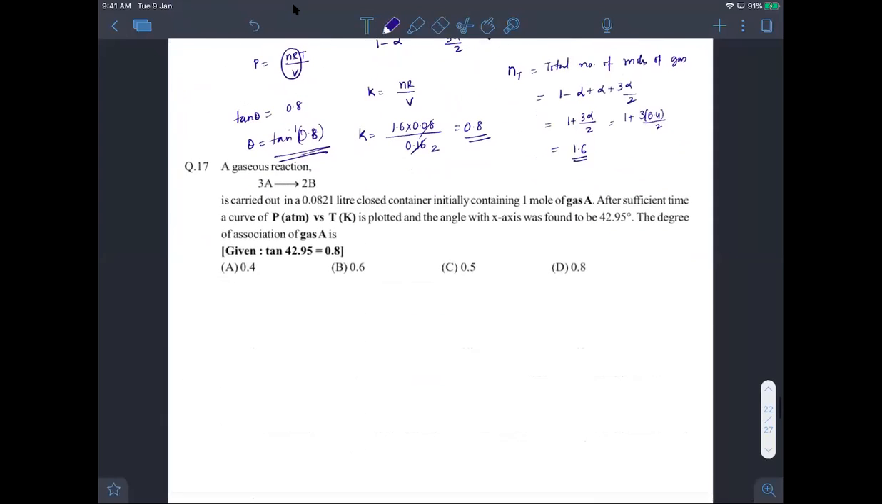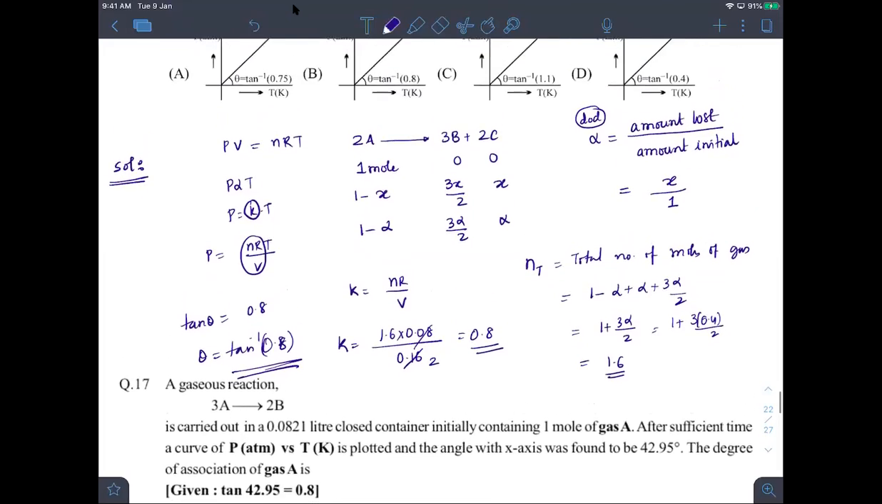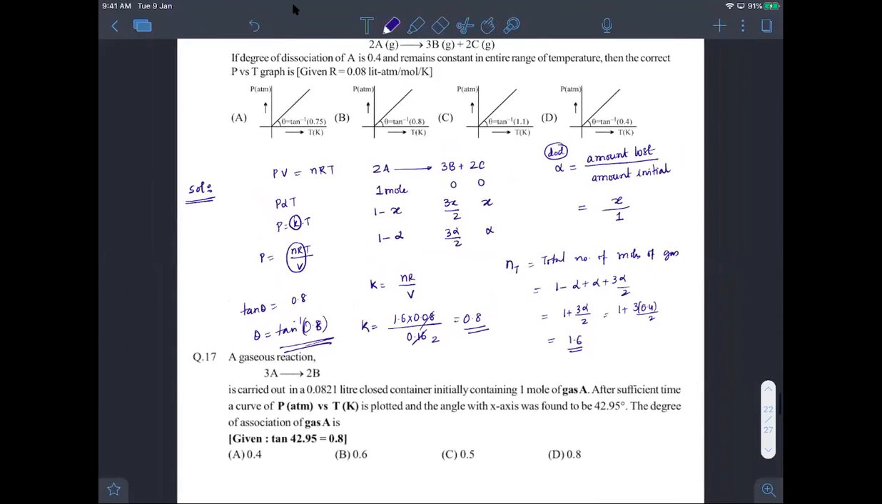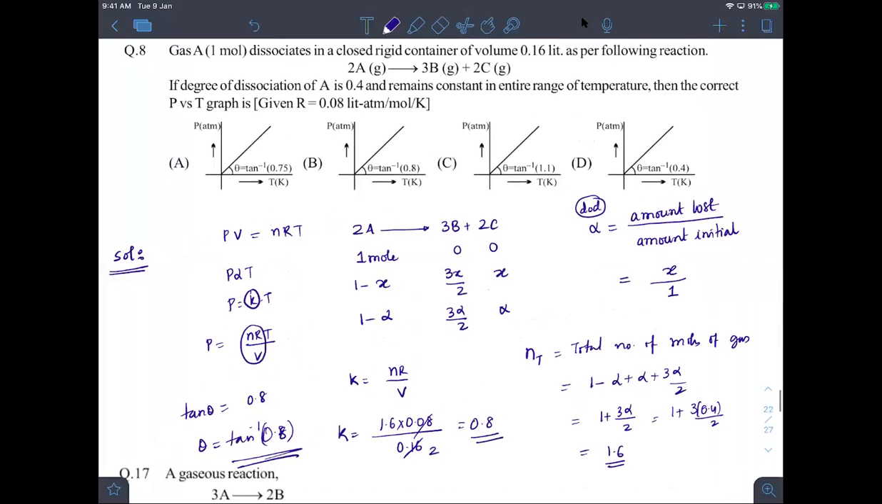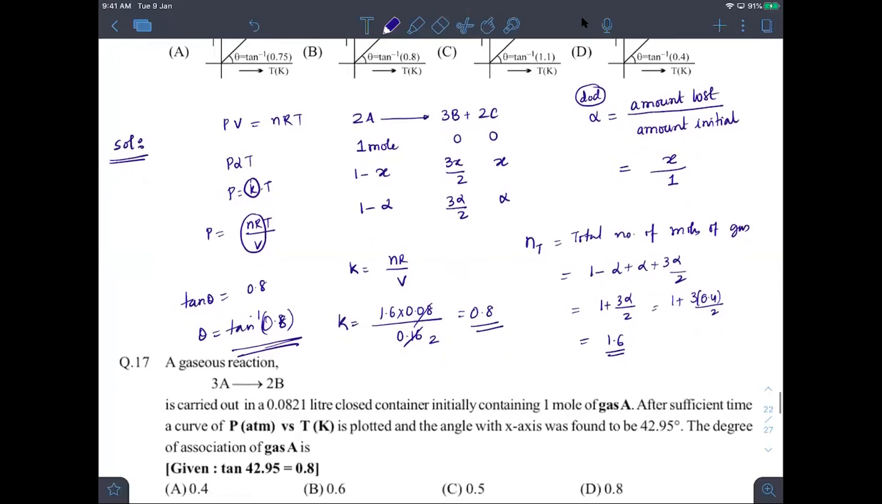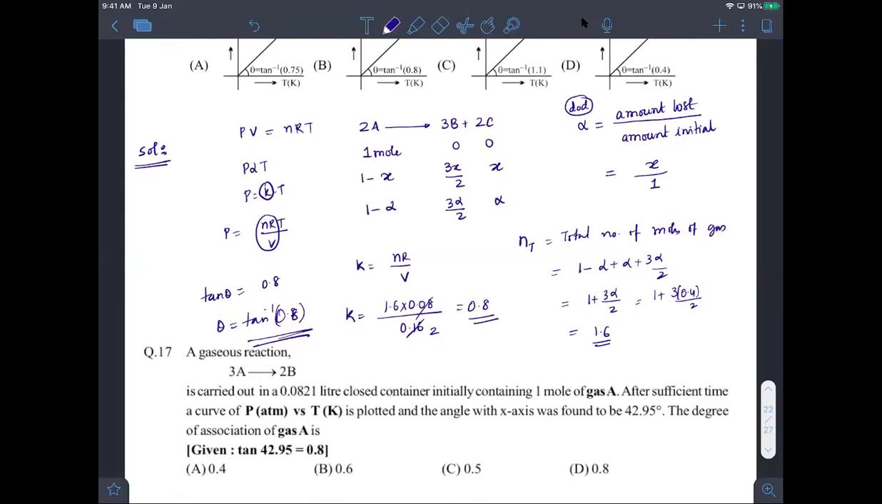Okay, based on that, can you try the next one? So guys, please try the next one now, which is quite similar to that. But unlike dissociation, here it is association, but the formula remains the same: amount lost by amount initial. Arnav, Arya, did you understand the first question better? Yes, sir. Okay, please try the next one. Ansh, did you learn the first one better? Yes, sir. Okay, do the next one.